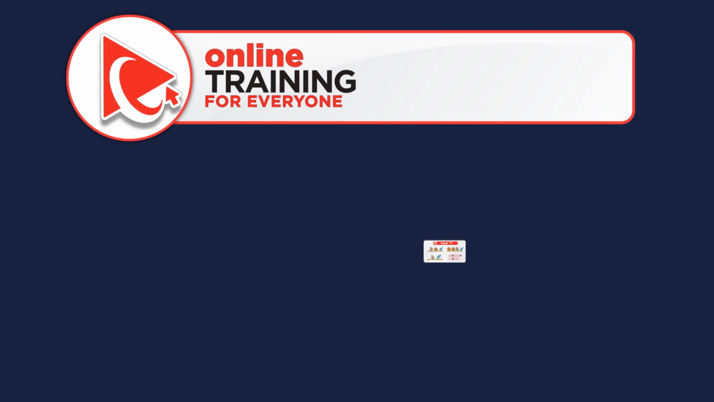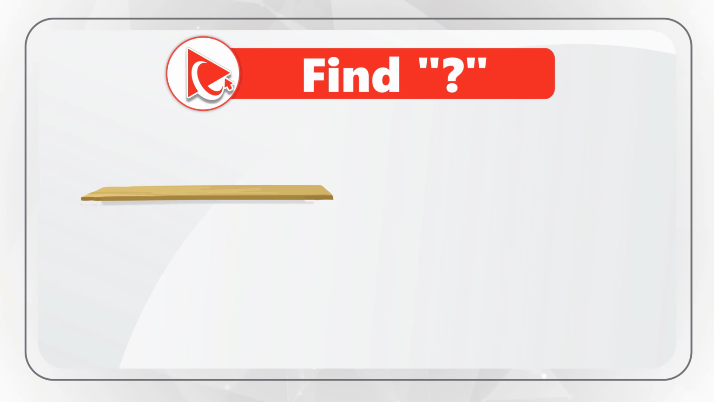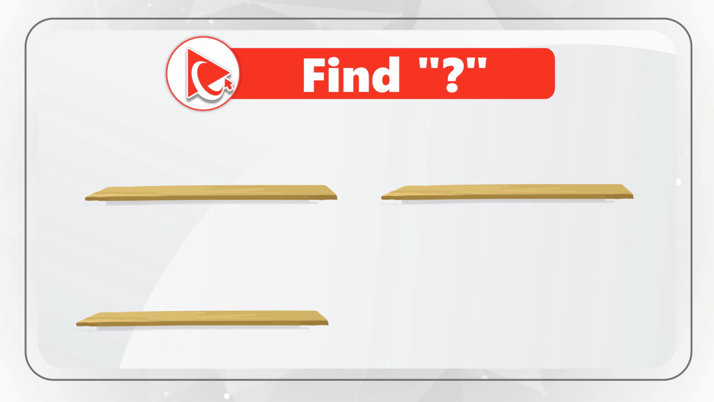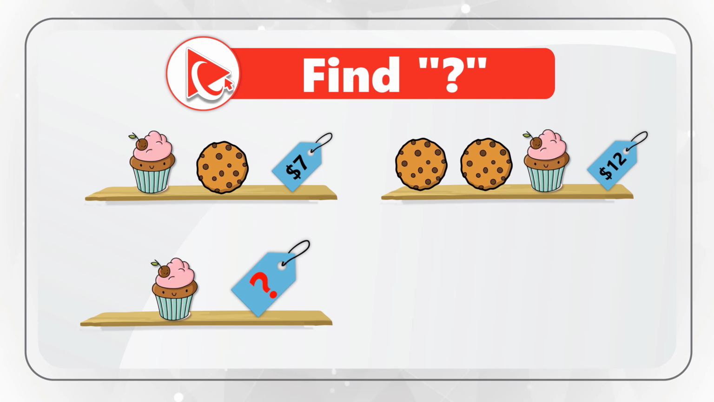What's interesting about this problem is that it seems unsolvable, but if you make one correct assumption, it's so easy to solve it. You're presented with the shelf of items from the coffee shop, and the items are cupcakes and cookies. There are 3 sets of items, and 2 sets have price tags associated with them, and the last set does not, and you need to calculate the price tag for the last set.